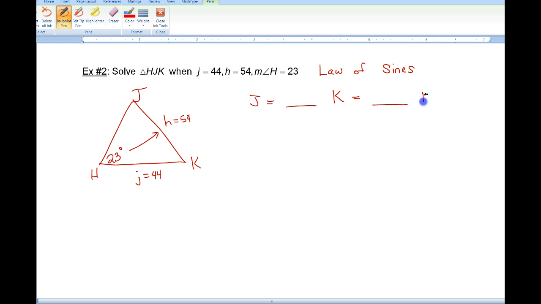Wait, why do we need to find angle J first? Why can't we find angle K first? No, we can't find K. Oh, because it doesn't have a value. Right. Inside. So we cannot find angle K or side K because both of those are missing. So remember, we're always matching up an angle and the side opposite. Okay, is that better? Now you can write sine.